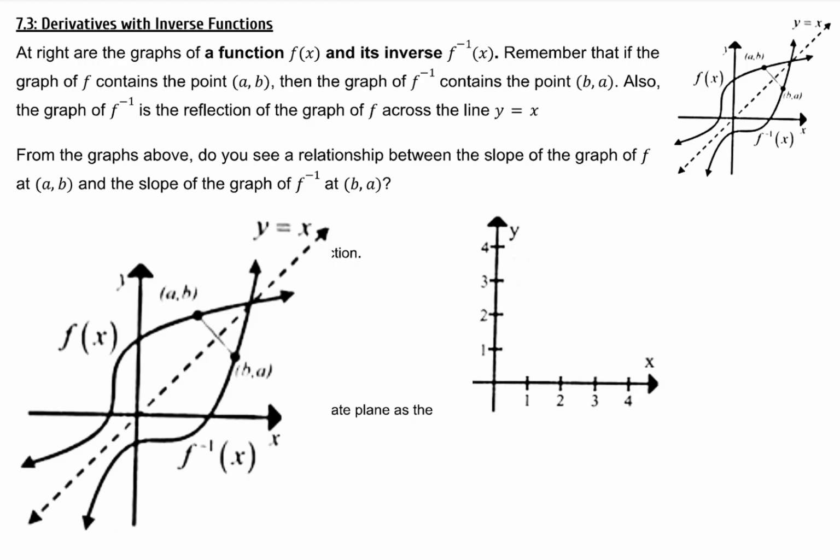From the graphs at right, do you see a relationship between the slope of the graph of f at (a, b) and the slope of the graph of the inverse at (b, a)? If you don't see a connection yet, let's try example 1.